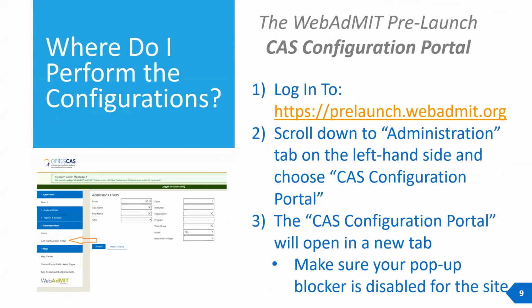So where do I perform configurations? Performing configurations is just a fancy way of saying, where do I build my applications? We now do that in a service called WebAdMIT Pre-Launch via something called the CAS configuration portal. The steps are pretty easy. You're going to log into Pre-Launch. The link's right there, and I'm going to do it. We scroll down to the administration tab on the left-hand side and choose CAS configuration portal. Then we work through the process of configuring a CAS.